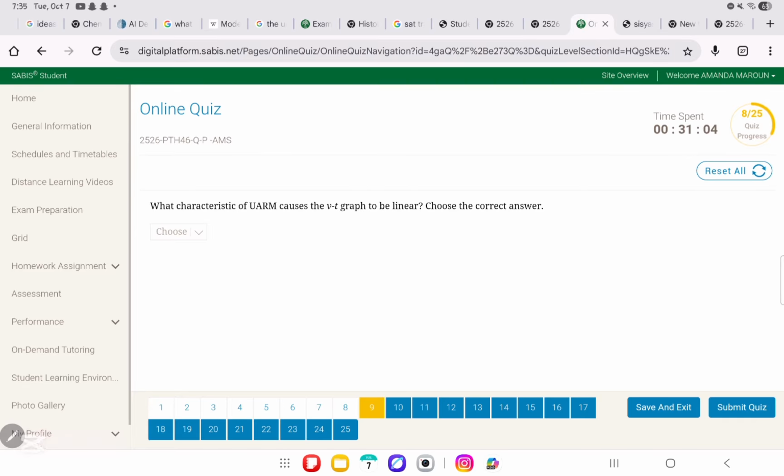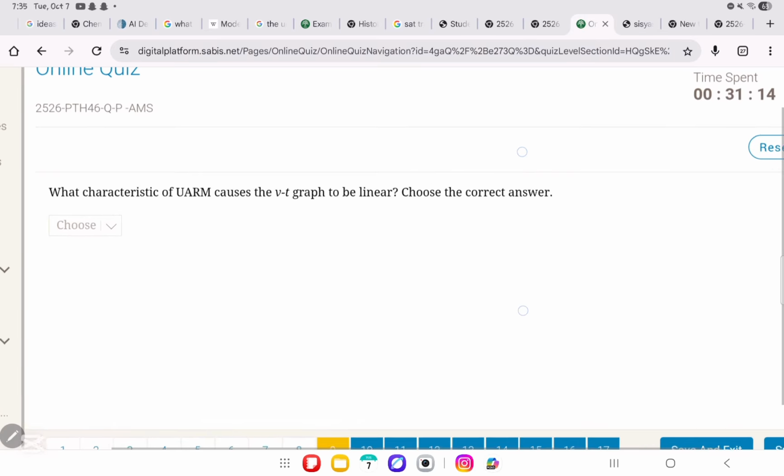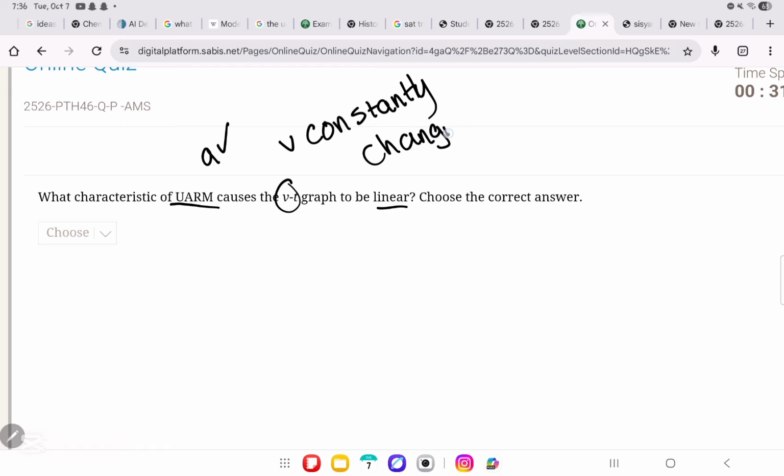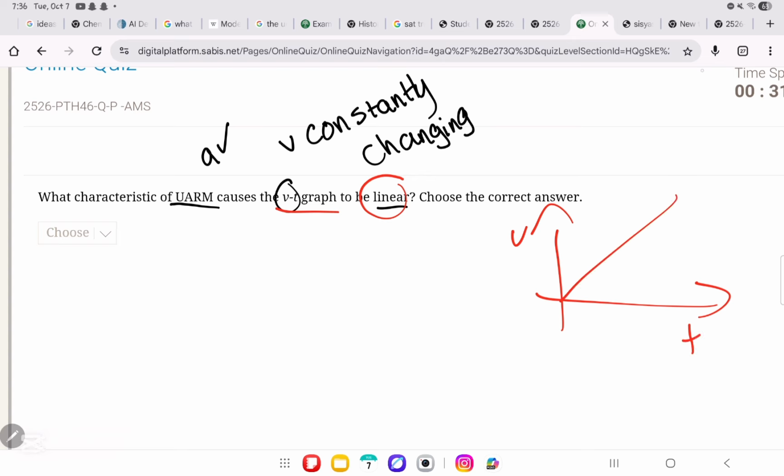What does it say in question number 9? What characteristics of UARM cause the VT graph to be linear? First condition, UARM, meaning we have acceleration, and velocity is constantly changing, and uniformly changing as well. Now, what causes the VT graph to be linear? What does a VT graph mean? A VT graph is like this, and linear. What causes this to be a straight line?